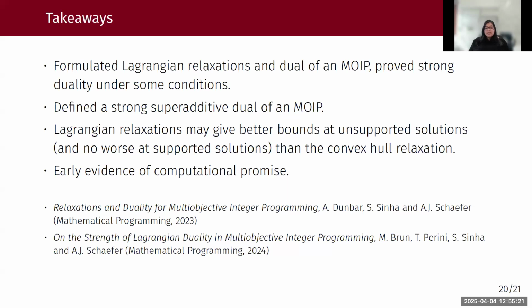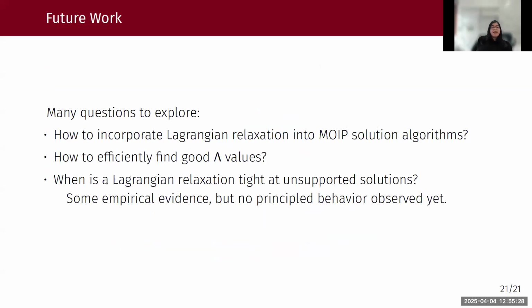So these are the two papers. It's a selection of results from these two papers that you're welcome to look through and talk to me more about. Just one slide on where I think this work is going. I think the most important thing is how to incorporate this relaxation into solution algorithms and how to efficiently find good lambda values, because definitely enumerating over lambda is not a promising direction.